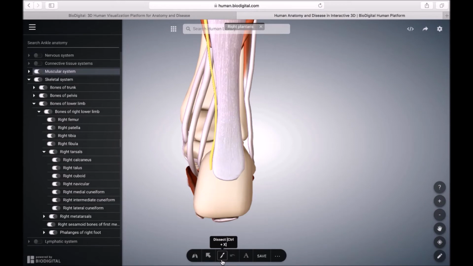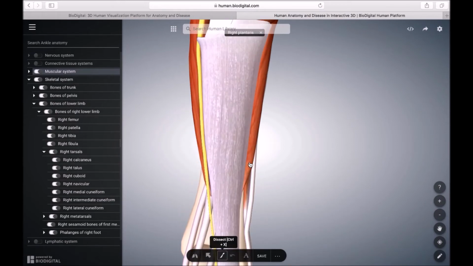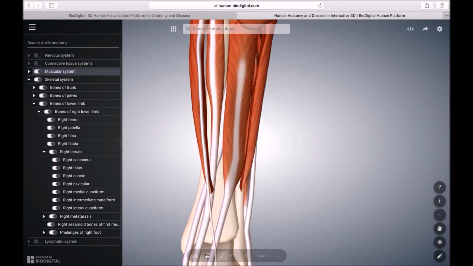So now we will move on to the deep posterior muscles. Okay, so as you can see, we have some of the deep posterior muscles here. We have the hallucis longus and the digitorum longus, and you may also be able to see the tibialis posterior that creeps in around the side there.